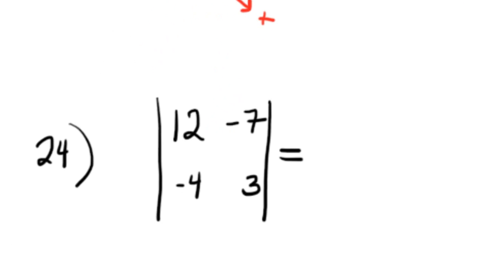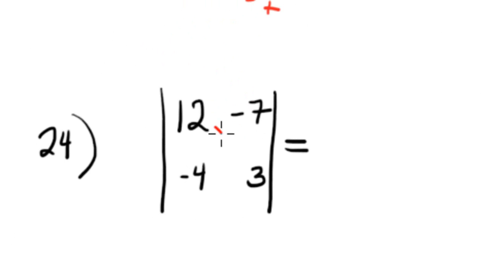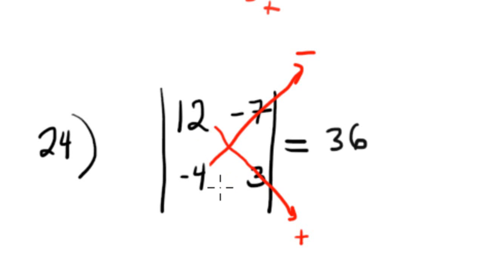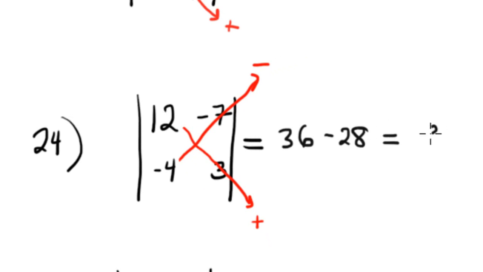This is similar. Multiplication, this times this, using positive, and multiplication, this and this, using negative. So you multiply 12 times 3, which is 36. And you multiply negative 4 and negative 7, and negative. We have 3 negatives, so the answer is negative 28. And the answer is 8.